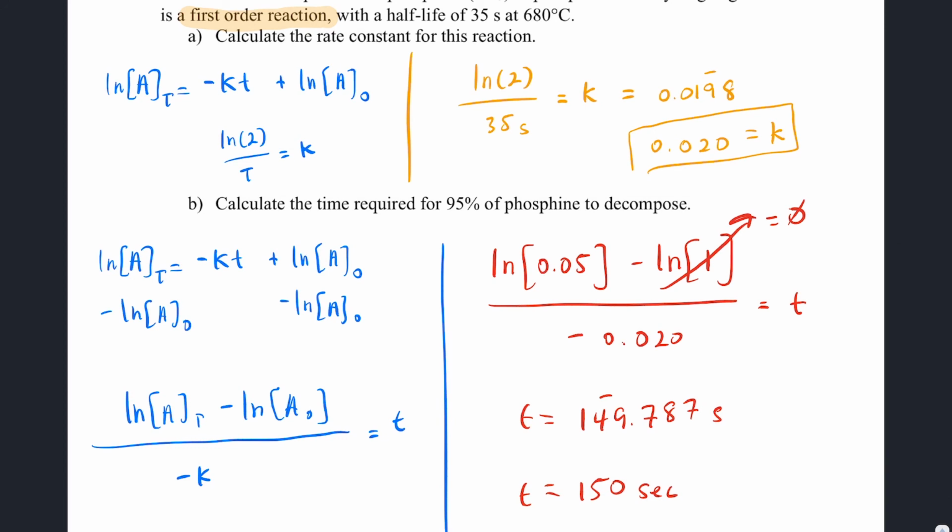We're probably going to continue on with maybe another example, and then we'll get on to catalysts and even the Arrhenius equation.